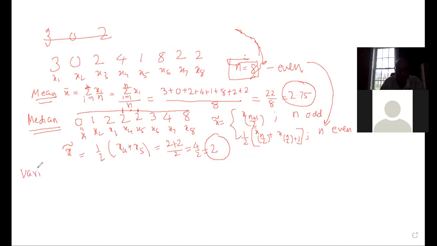Now I would like to go for the third definition, that is my variance. V-A-R-I-A-N-C-E, variance. You know the definition for variance, S square is equal to, if you want, I can change the color so that probably you will come to know this thing.